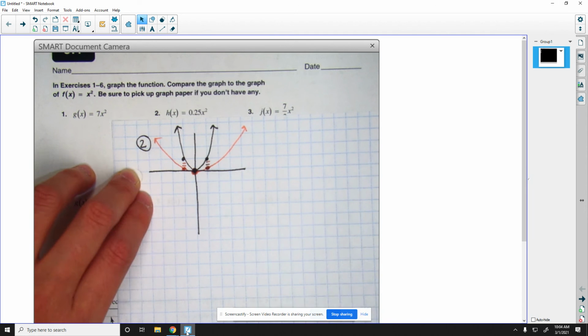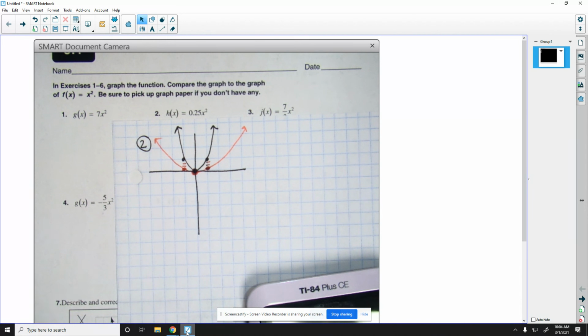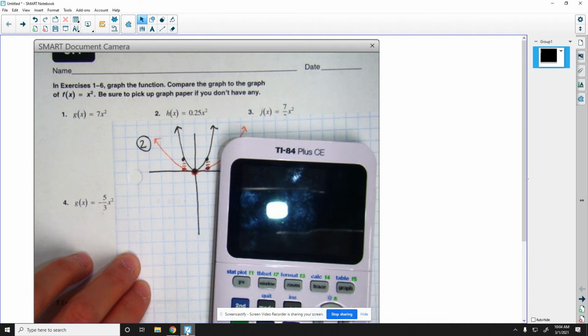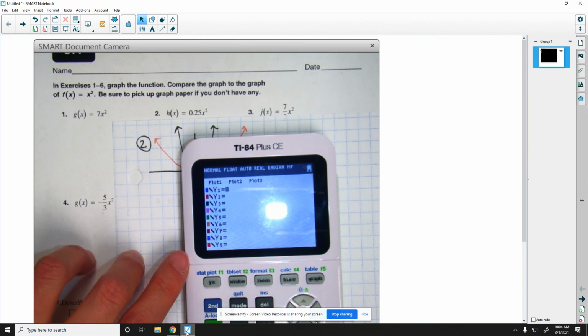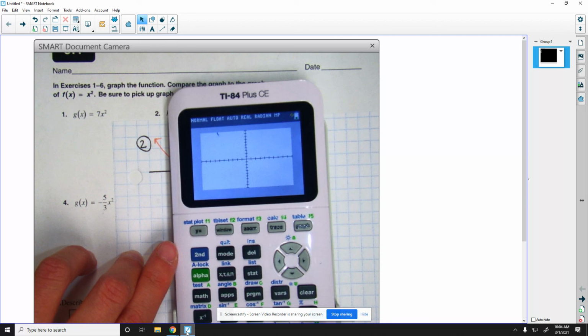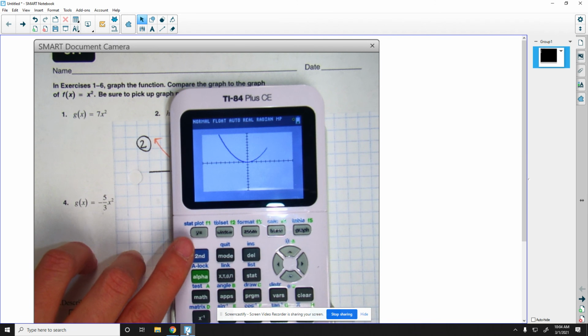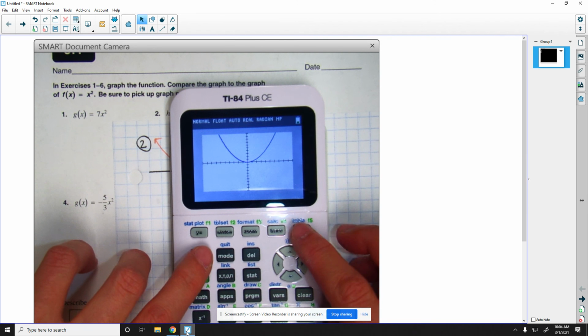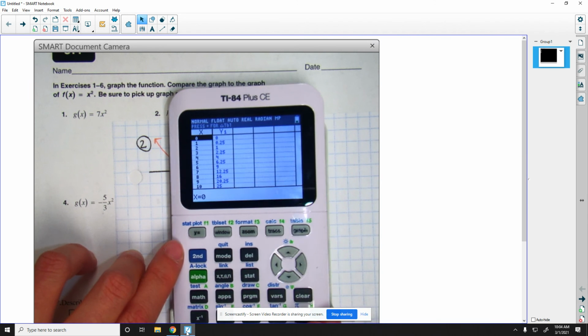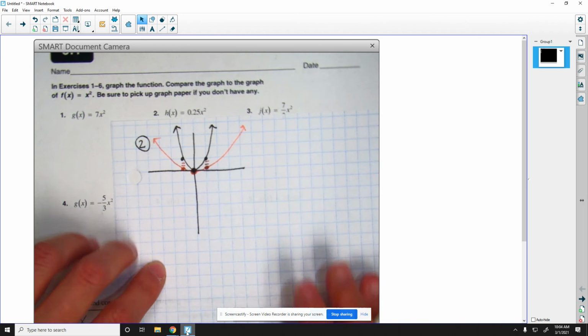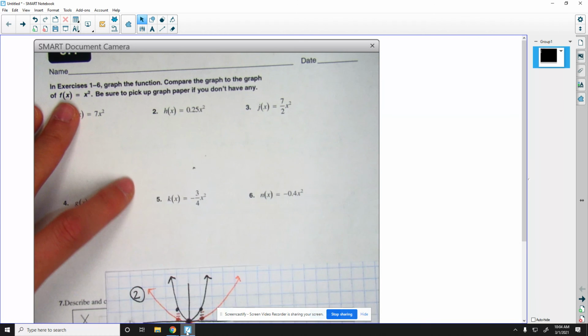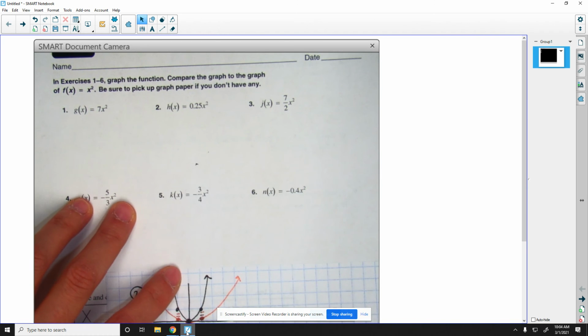And again, if you don't want to do that, you could also just put it in your graphing calculator. Go to y equals 0.25x squared, hit graph, that's your picture, and then you can go to your table and get the points that way, whatever you want. But it literally is the same thing. So that's me graphing it. Now I have to compare.